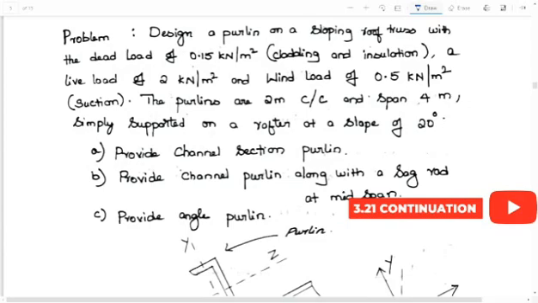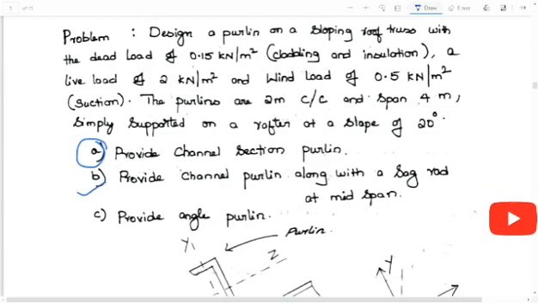In the last video, we have solved the case 1 of this problem. In this video, we are going to solve the second one: a channel purlin along with a sag rod at its midsection. So let me jump into that.